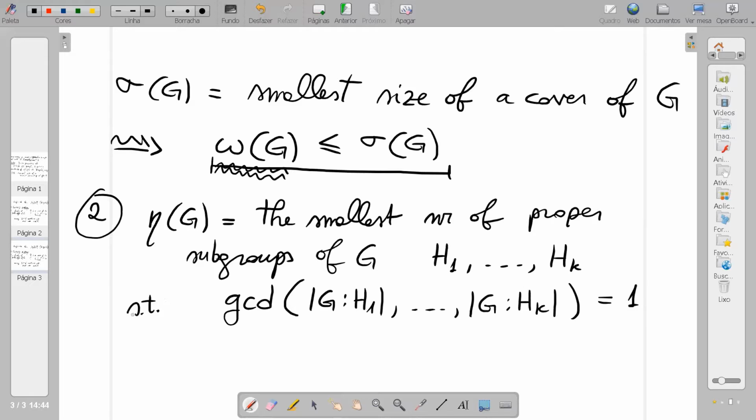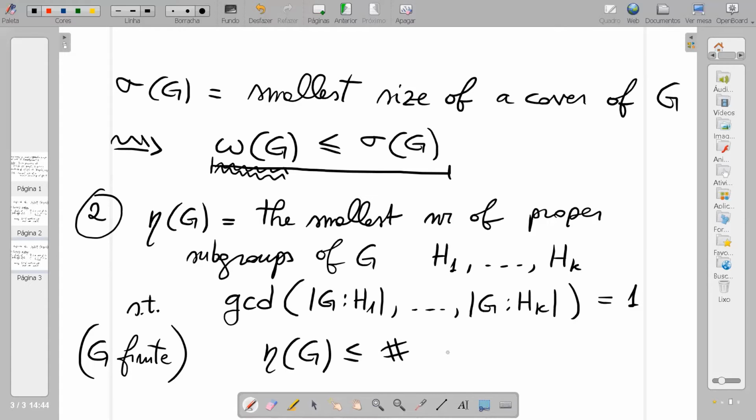Usually in my talk G is finite, so you can easily see that we have a basic inequality, which is that nu of G is at most the number of prime factors of the order of G. This is because for every Sylow subgroup, just choose H1 up to Hk to be Sylow subgroups for distinct primes, and of course the indices are coprime globally.